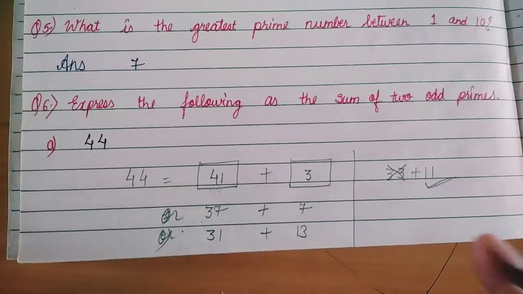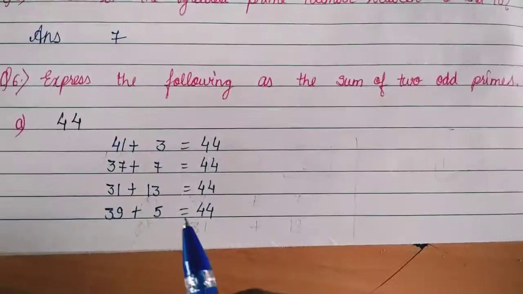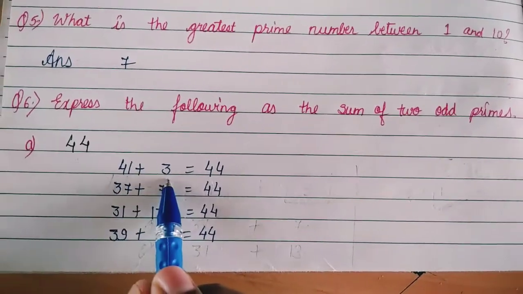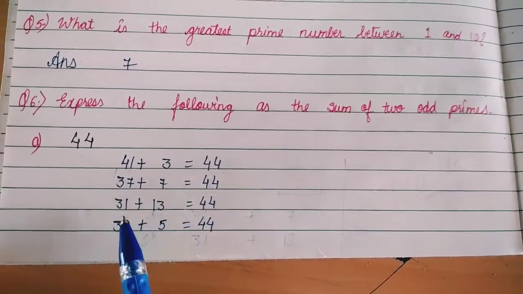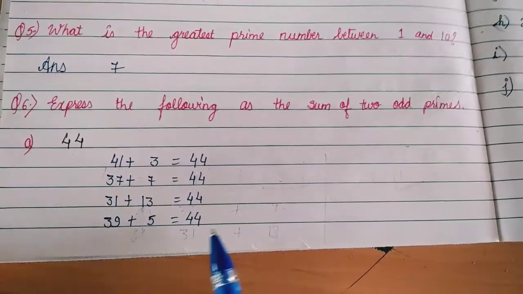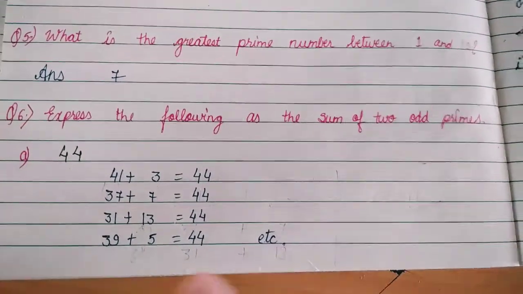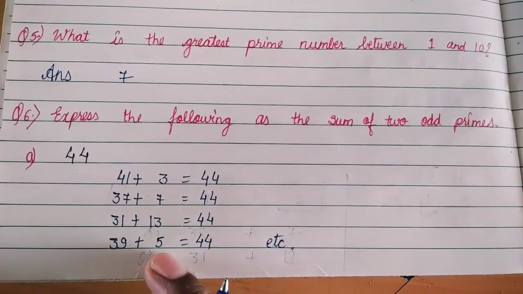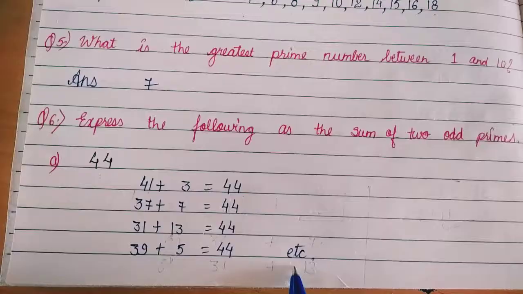So we can write it in the proper manner as, you can simply see, 41 plus 3 makes 44, 37 and 7 also make 44, 31 and 13 make 44, 39 plus 5 make 44. So we have lots of manners of adding 2 odd primes to get a number. So that's why I am putting here etc.